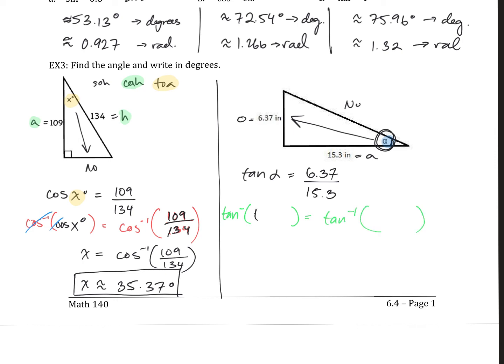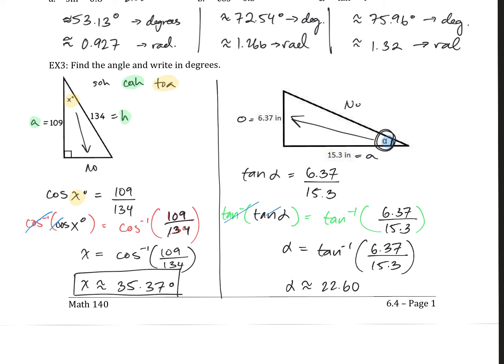Once again, please show this step. That is something I will be grading for. Okay, then tangents cancel, and we're left with alpha equals tangent inverse of 6.37 all over 15.3. Plugging that into our calculator, alpha is approximately 22.60 degrees.